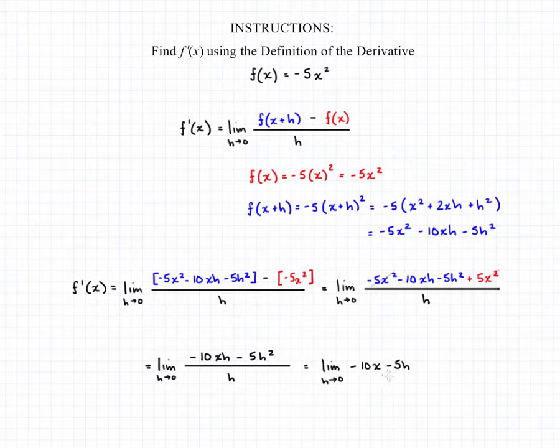Now if we substitute in 0 for h to take care of that limit, we end up with negative 10x minus 5 times 0. And if we simplify that, we have our answer, which is that the derivative of negative 5x squared is negative 10x.